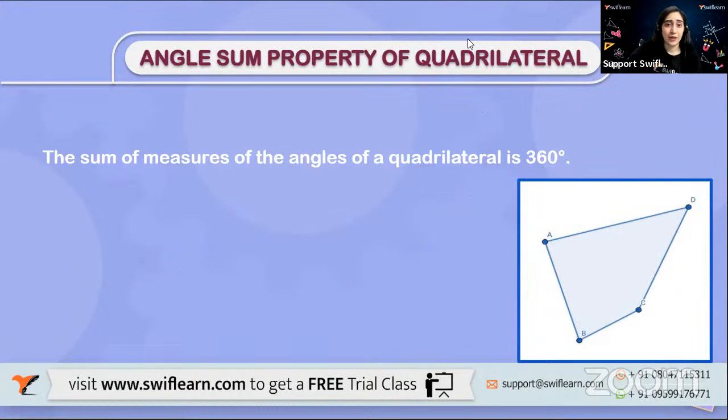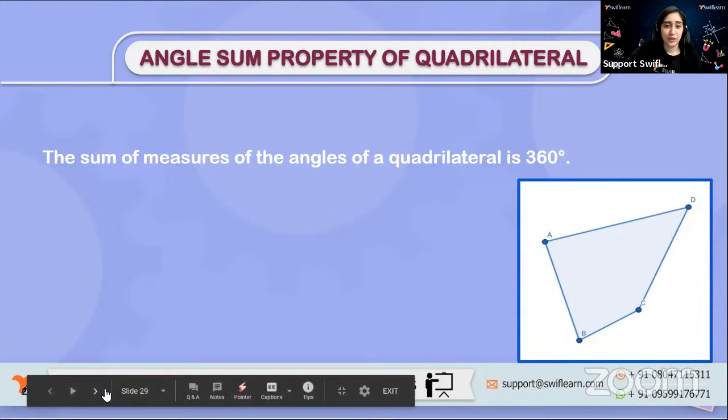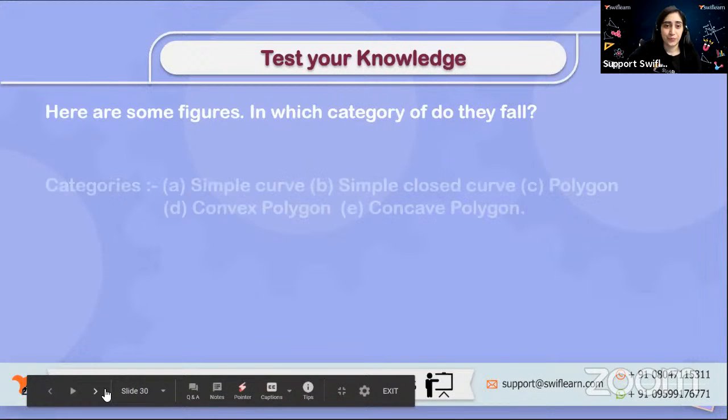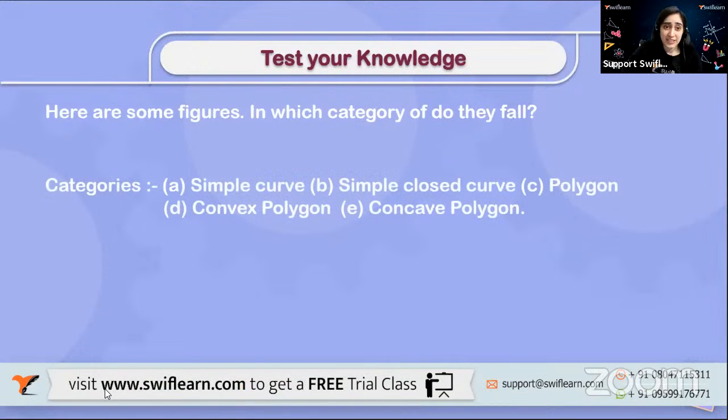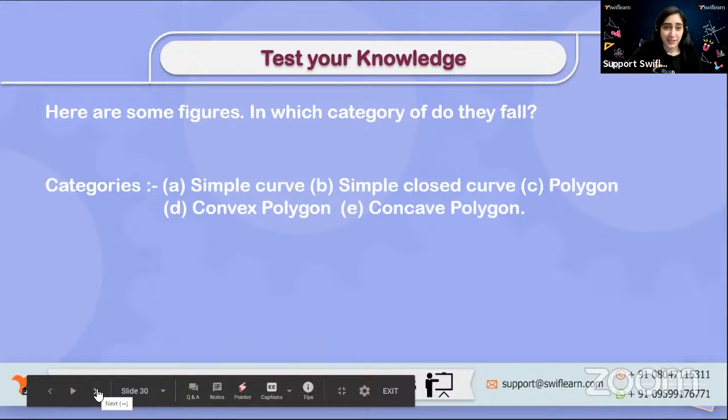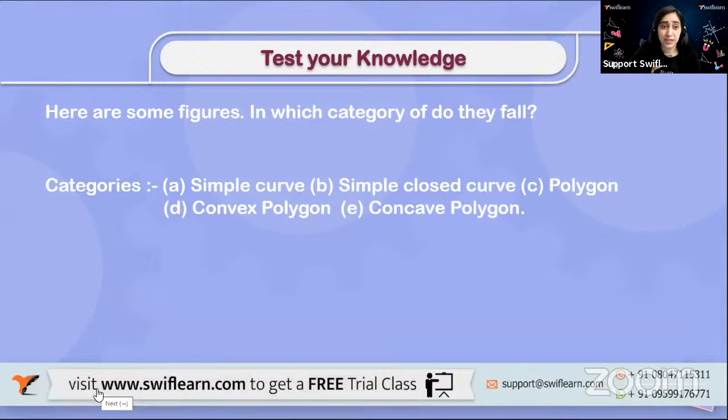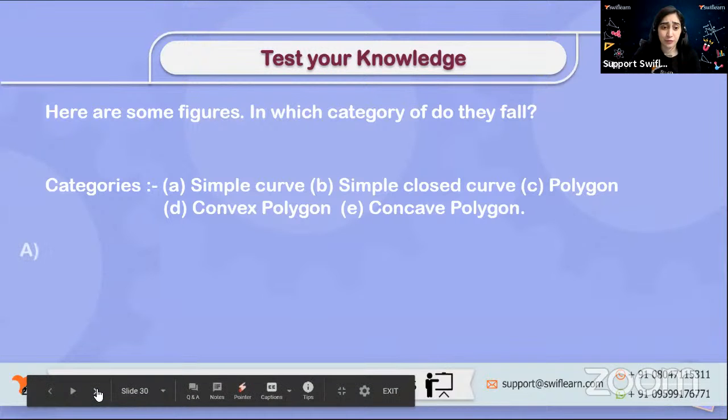Okay. Now, this would be a question in the later half. I'll ask you which figure has how many sides and what will be its angle sum. Before that, I'll give you a situation. I'll give you a figure and you have to tell me in which category this figure falls.